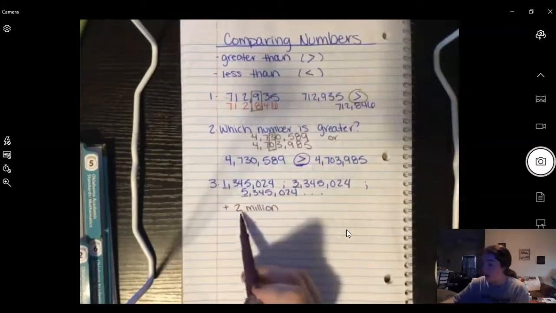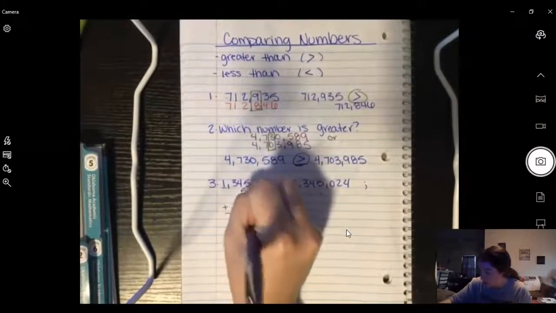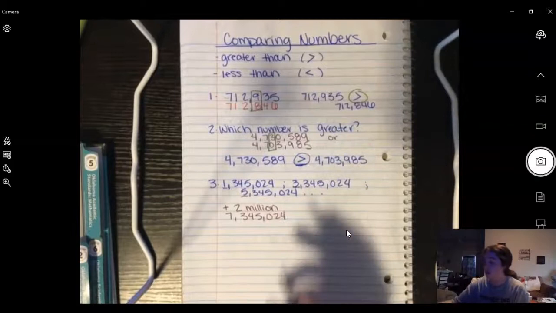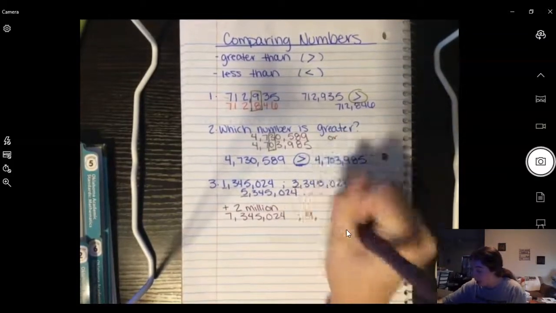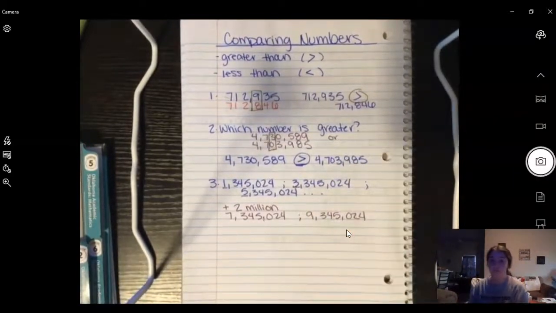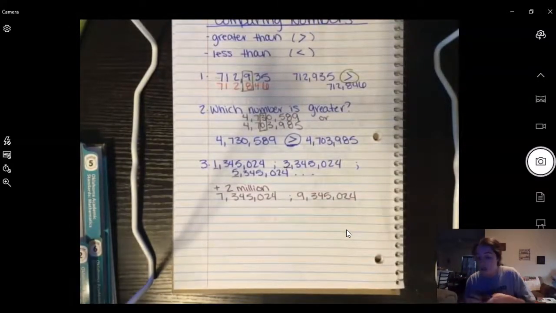So let's find the next two numbers. 5 million plus 2 million would give us 7,345,024. Then if we added another 2 million to get the next number, we'd get 9,345,024. Okay, so sometimes comparing numbers has patterns when you're finding more than just one number.